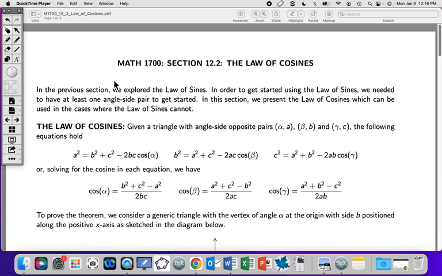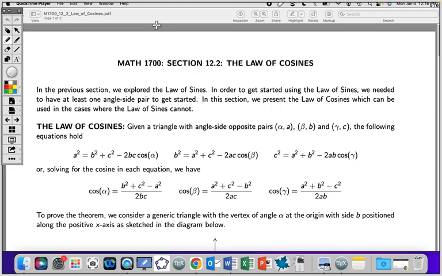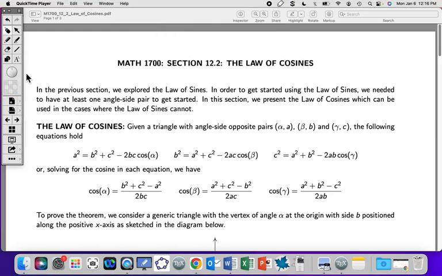So what if, for example, you're given two sides and the included angle? All right, so you can't possibly get to an angle side opposite pair here unless you know that it's a right triangle. You follow? Or what if you're given three sides of the triangle? All right, this is where we're going to be using the law of cosines.